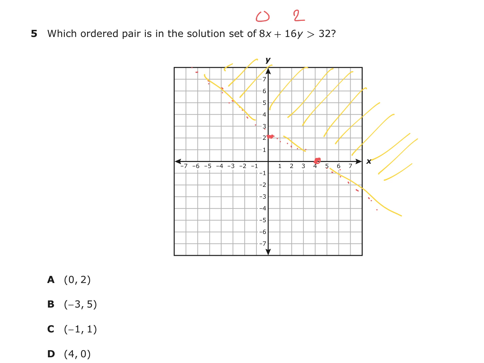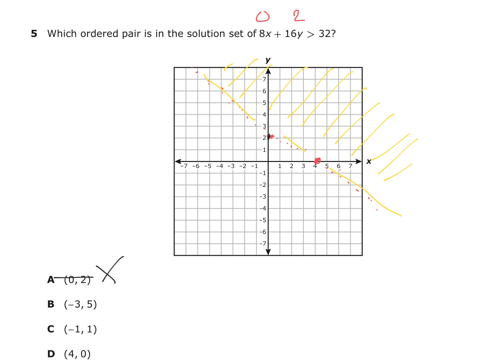Okay. 0, 2 would be right here. And you can actually plug 0, 2 there. 16 times 2 is 32. Is 32 greater than 32? No. So this one would be ruled out.